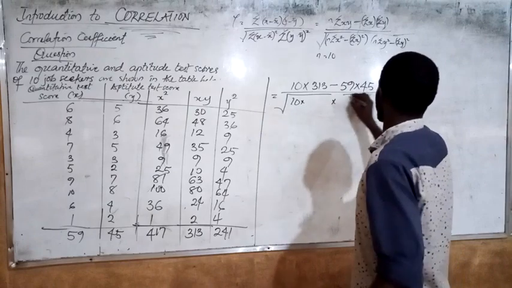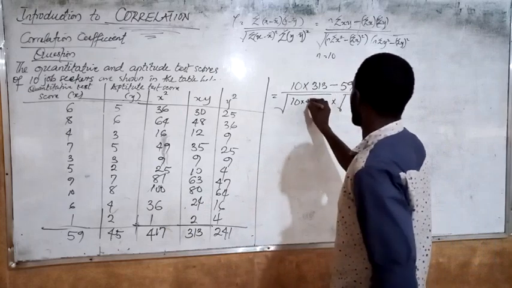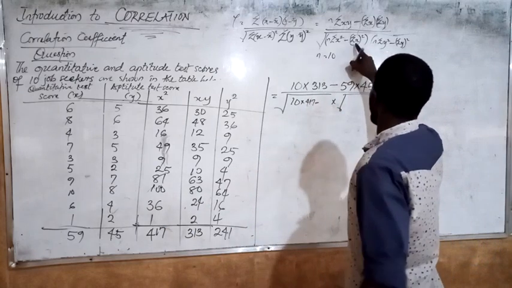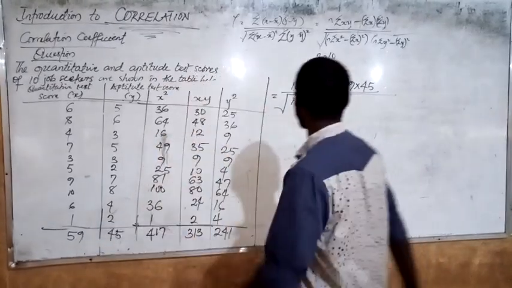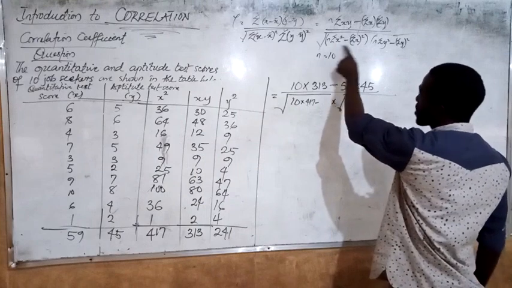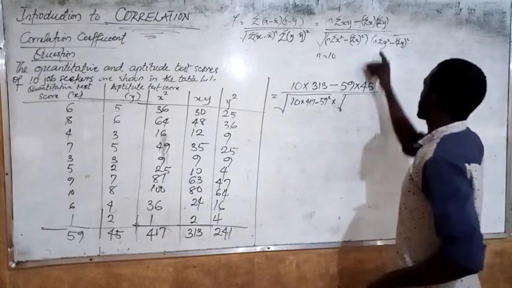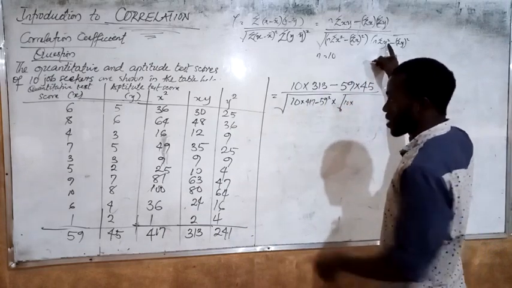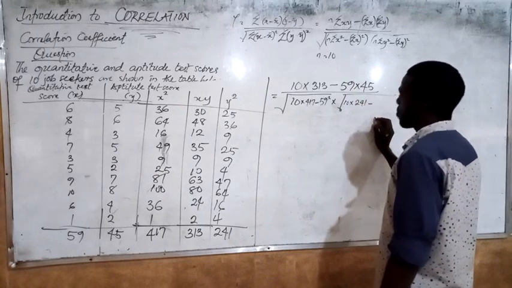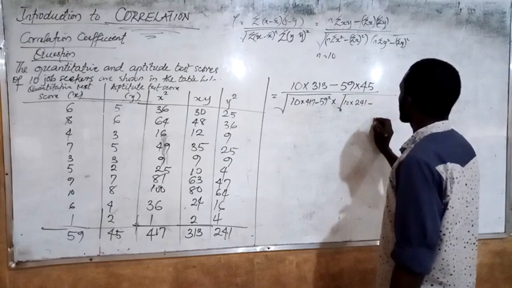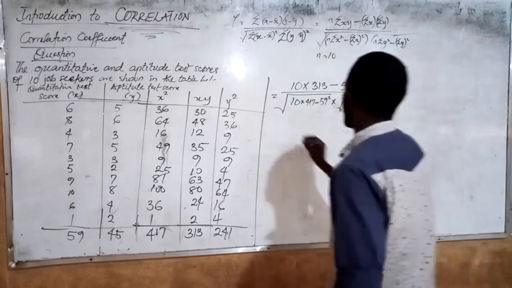So we can split the square root into 2. The square root of 10 times what is summation of x squared? 417, minus summation of x all squared. Take note, it's the summation of x, not summation of x squared again. Summation of x, which is 59, then square that 59. Then times the n, 10 times summation of y squared, 241, and minus summation y, that is 45, all squared. Alright, so I'm going to machine this.